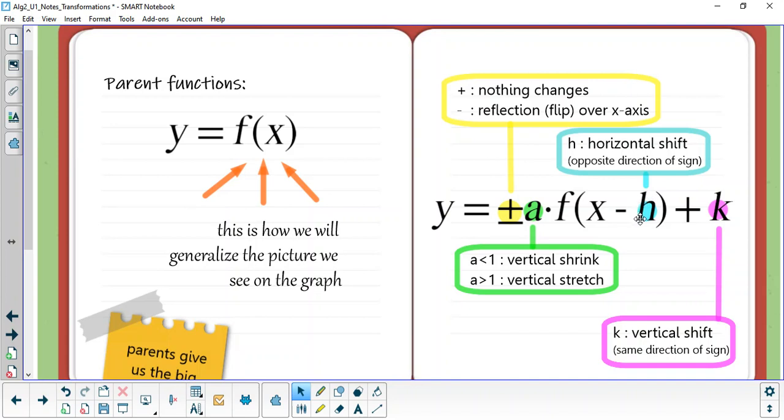Then, if we have a number inside with the x, that's a horizontal shift. This one's tricky because it's opposite of the direction sign. So if it is minus a number, we really went to the right. If it is plus a number, we really went to the left. Then if there's a number at the very end, that's a vertical shift. And that's the same direction as the sign. So if it's plus, we move up. If it's minus, we move down. Now I know that doesn't give you much information, and if you're a little confused, stay with me, because we're going to go through examples.